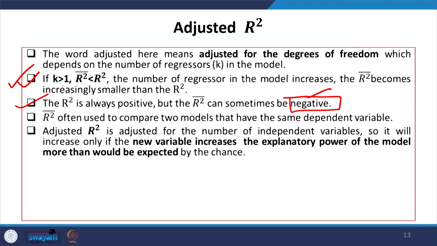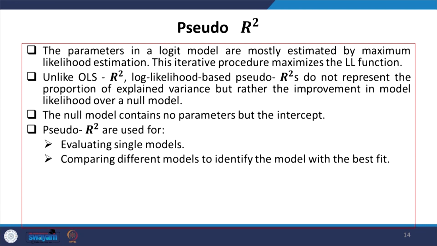in your preparation. So, adjusted R square is often used to compare two models that have the same dependent variable. Adjusted R square is a useful comparison. So, adjusted R square is adjusted for the number of independent variables. So, it will increase only if the new variable increases the explanatory power of the model more than would be expected by chance. So, next one is called pseudo R square.